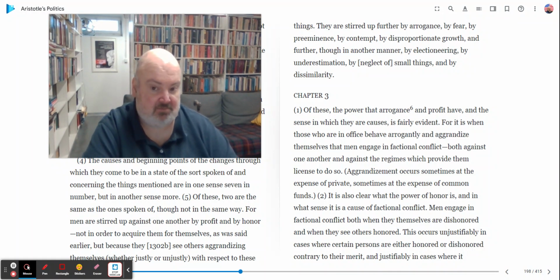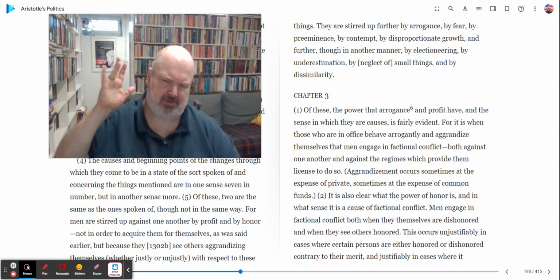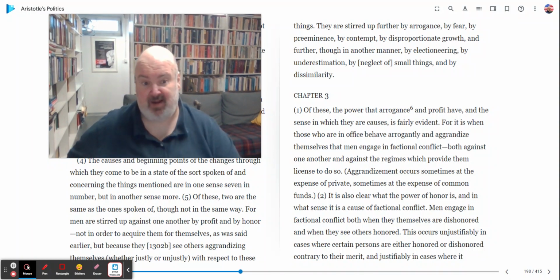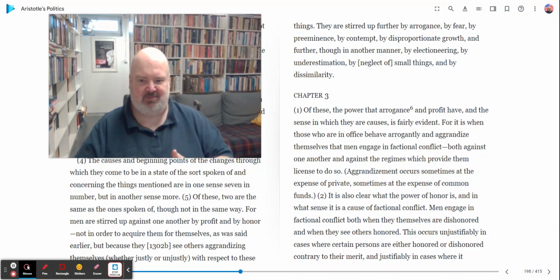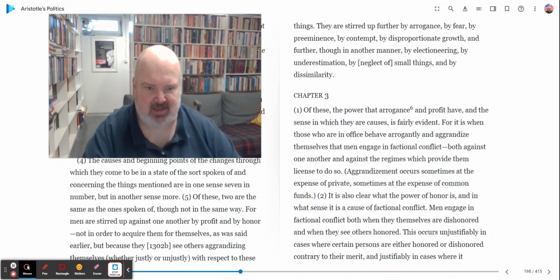So this is the idea that people who have arrogance and contempt for others lead them to want to resist or act against them, and profit is some benefit toward us. This is evident, for it is those in office who behave arrogantly and aggrandize themselves that men engage in stasis, factional conflict, both against one another and against the regime which provides them the license to do so. Aggrandizement occurs sometimes at the expense of private individuals, sometimes at the expense of common funds. So someone has aggrandized themselves, made themselves better than others.